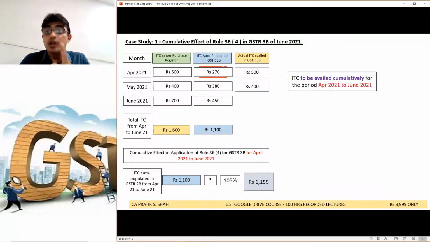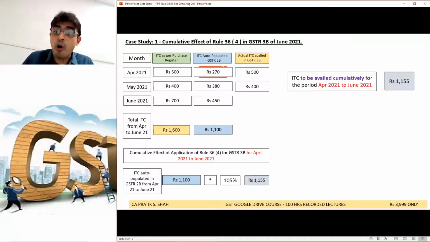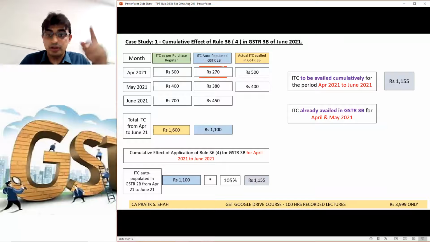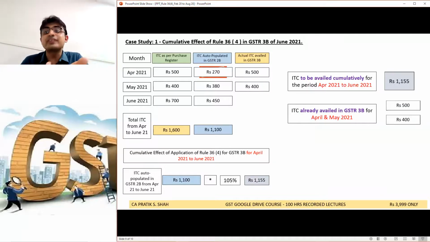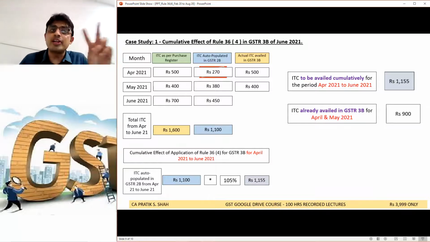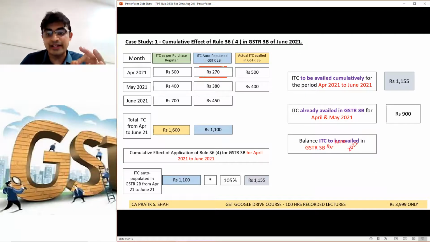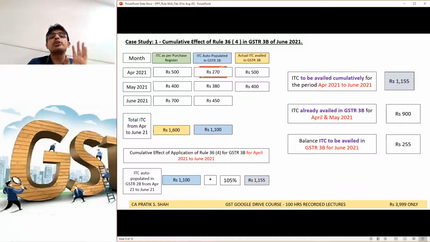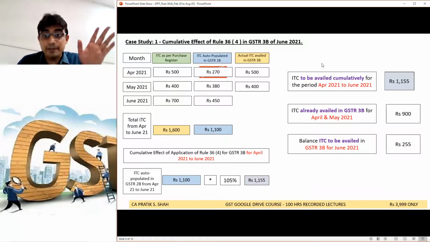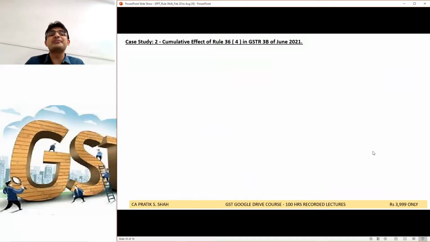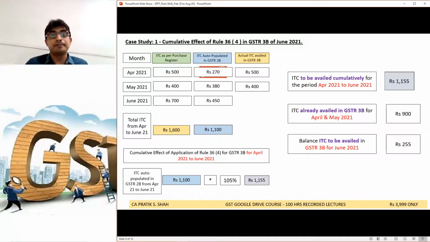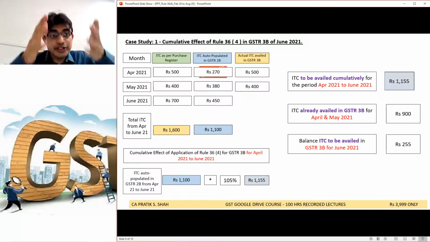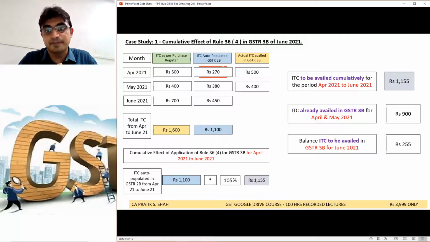Now please listen. How much ITC have I already taken in April and May? April and May I have already taken. This 900 I have already taken. Maximum I can avail as per Rule 36 sub Rule 4 is 1155. I have already availed 900 in 2 months. So the balance ITC in June I can avail is only 255. So in June, if you see the purchase register it is 700. How much are you taking? Only 255. So please be careful. This is case study 1. You need to give cumulative effect.